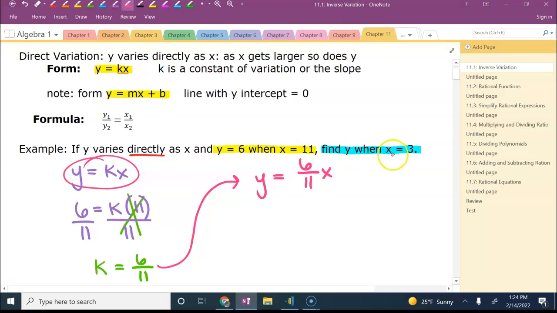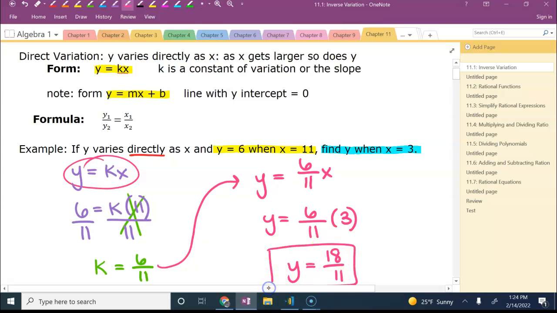Now we're going to move on to the second half of the problem that I highlighted in blue. They want us to find the value of y when x is equal to 3. So using this equation here, I'm going to plug in 3 for x. I'm going to take 6 over 11 times 3, and that's going to be 18 over 11. Again, I would just leave that as a fraction and not mess with a decimal here.